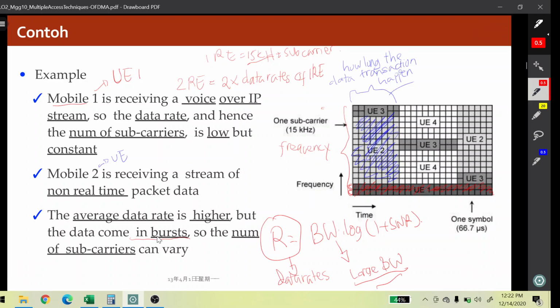That's why in mobile 2, where the communication happens in non-real-time packet data, there is a need for a burst of data in a very short period of time, so we need a large frequency but with a short period of time. It's totally different from voice over IP. Voice over IP is a very constant communication, however it needs a long period of time. That's why we could see the red one over here. It requires the full time domain, while in the frequency domain, it only requires a smaller one.